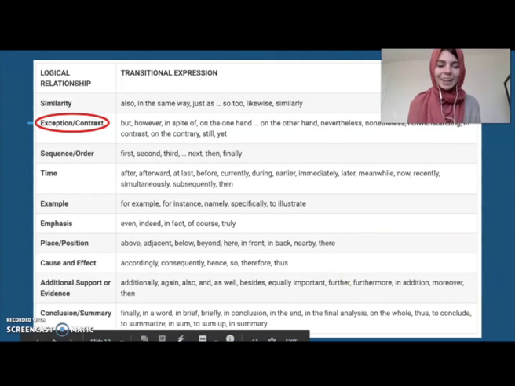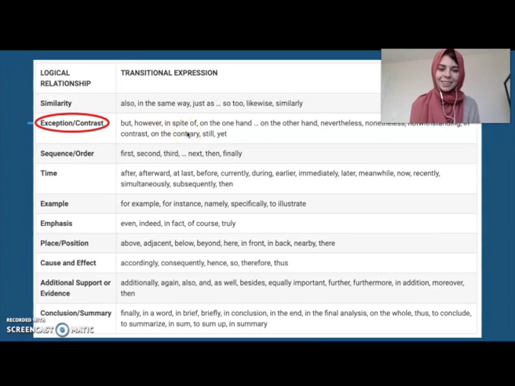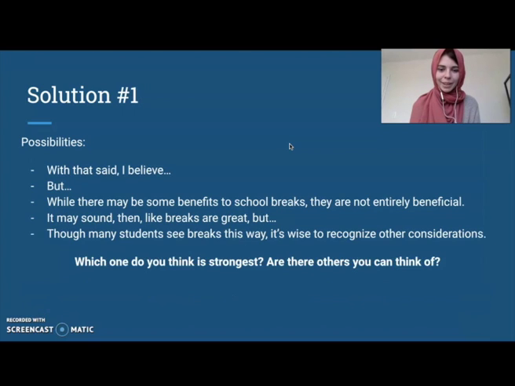We can actually go back to our chart and see that we have exception or contrast. So if you just go back to this chart from UNC, the really helpful one, you can see that we have all of these helpful words that you can use and insert in your writing to show that you're going from one idea to a totally different one. Okay, so let's go ahead and break that down.